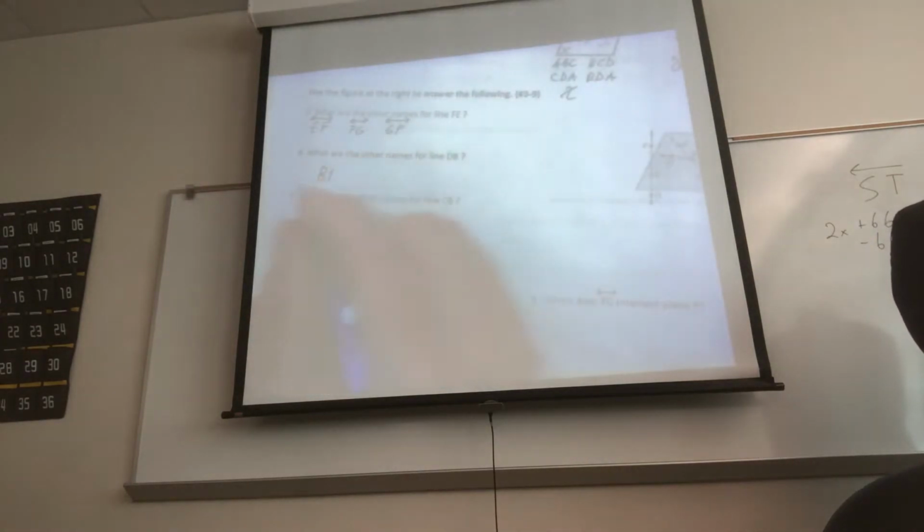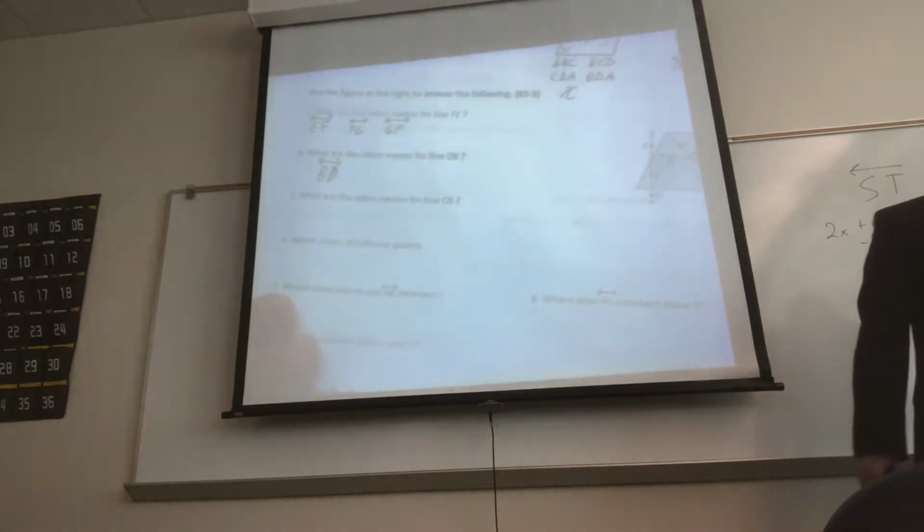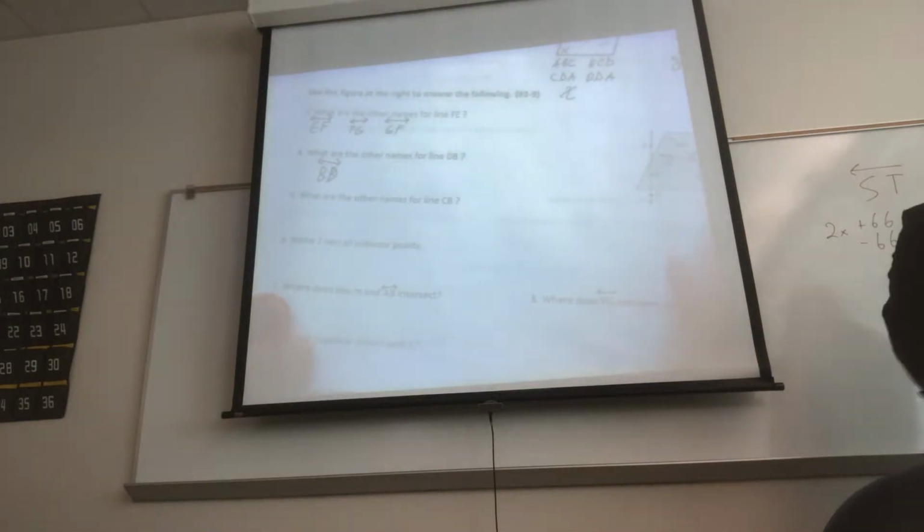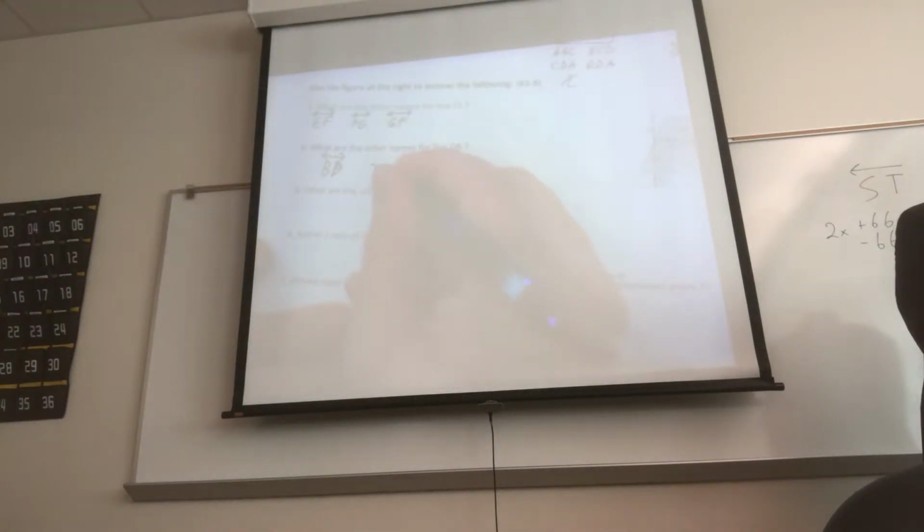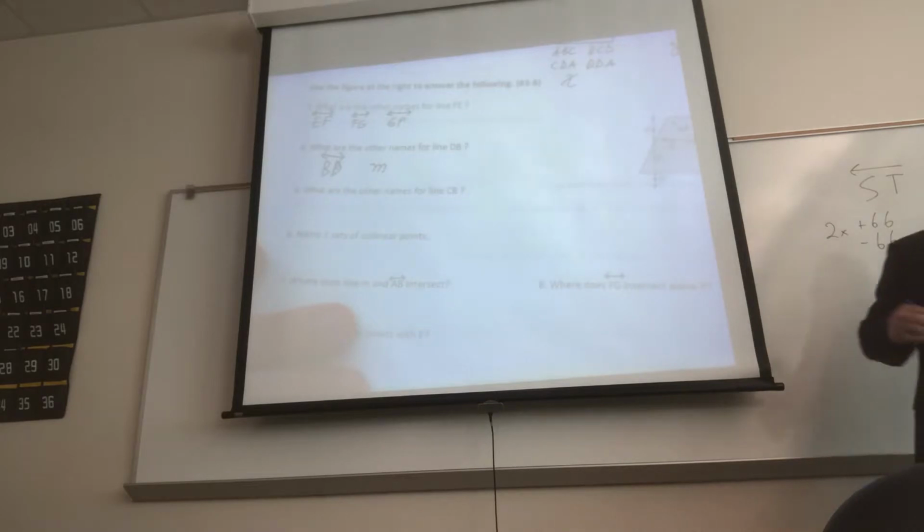Line DB is this one right here. It could also be line BD. Okay, I can put them in the opposite order. And then it has this lowercase m out there to the side, so it could be line M. Again, we do that in cursive.